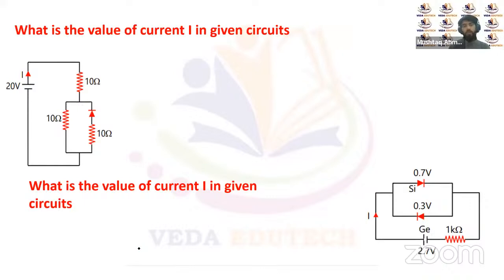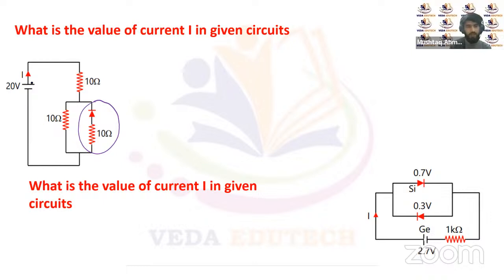Now, let's discuss this circuit as well. There are two circuits. You can see there's a diode in the circuit in this fashion. This is the diode here. The question is: what is the value of current I in the given circuit?